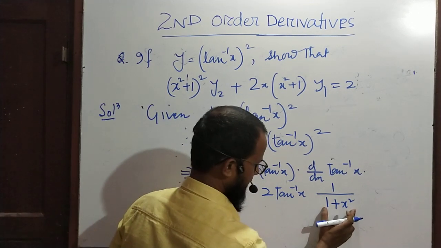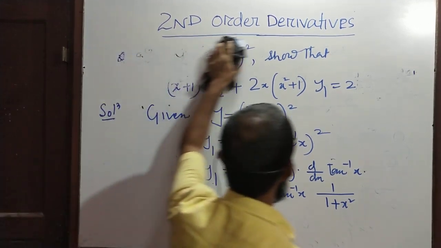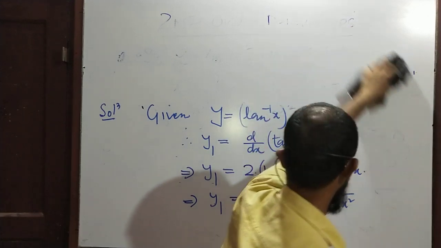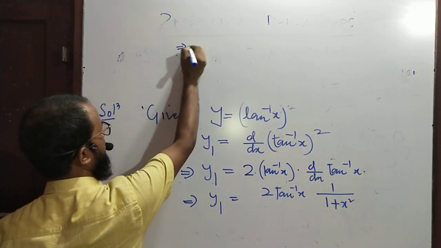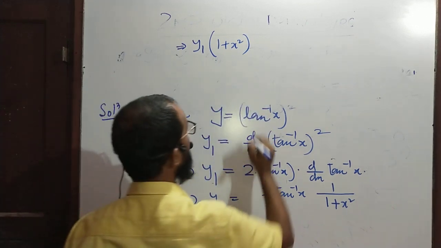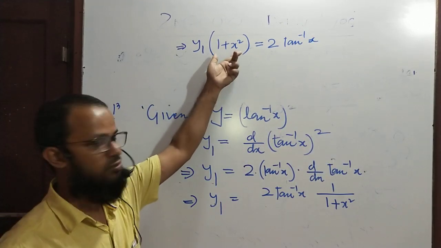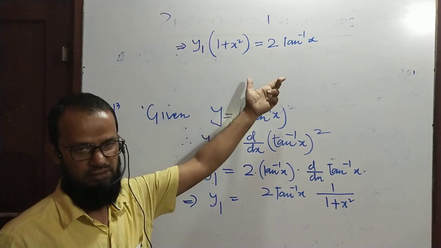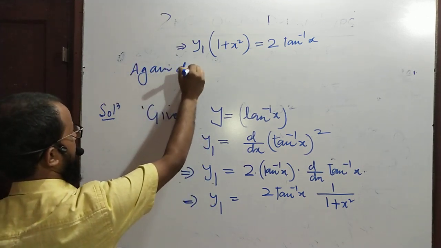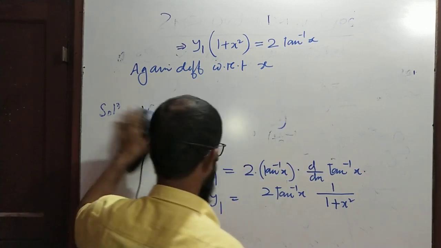Whenever any term is in the denominator, you always cross multiply in such type of problem, then it will be easy for you to solve or to prove the problems and get your final result. So we will cross multiply: y1 into 1 plus x square equal to 2 tan inverse x. Okay, since there is no square root here, no need to square. Again you differentiate this relation, again differentiating with respect to x, and the left hand side is a product rule.